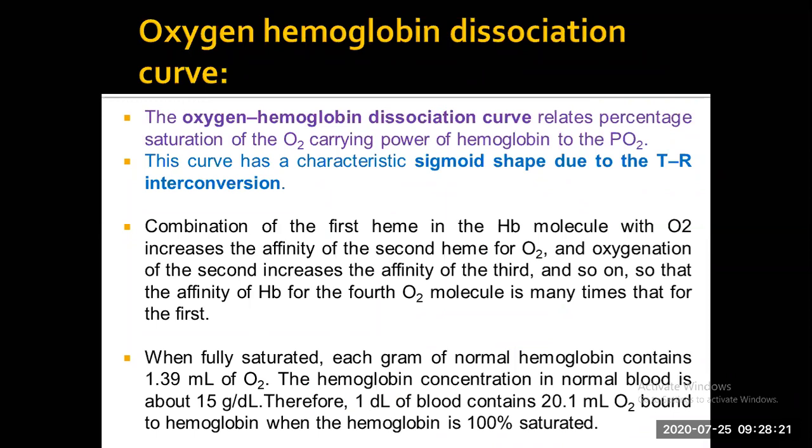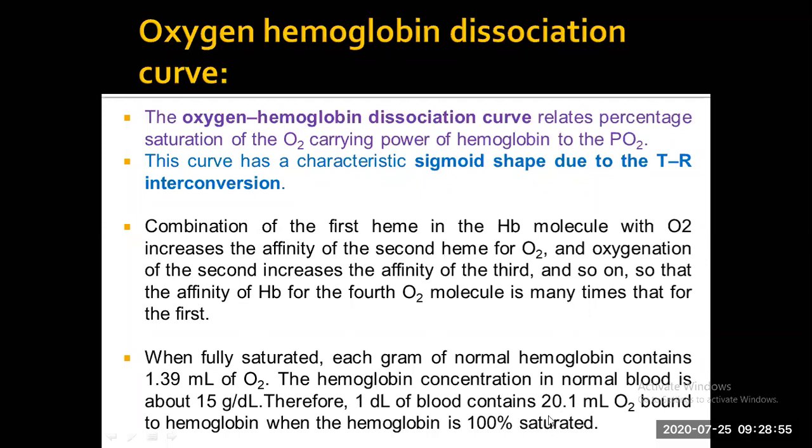As we already know, each gram of hemoglobin can carry 1.39 ml of oxygen. And normal blood contains 15 gram of hemoglobin per deciliter. That means 100 ml of blood contains 15 gram of hemoglobin. So your 100 ml of blood can carry 20.1 ml of oxygen bound to hemoglobin when 100% saturation occurs.